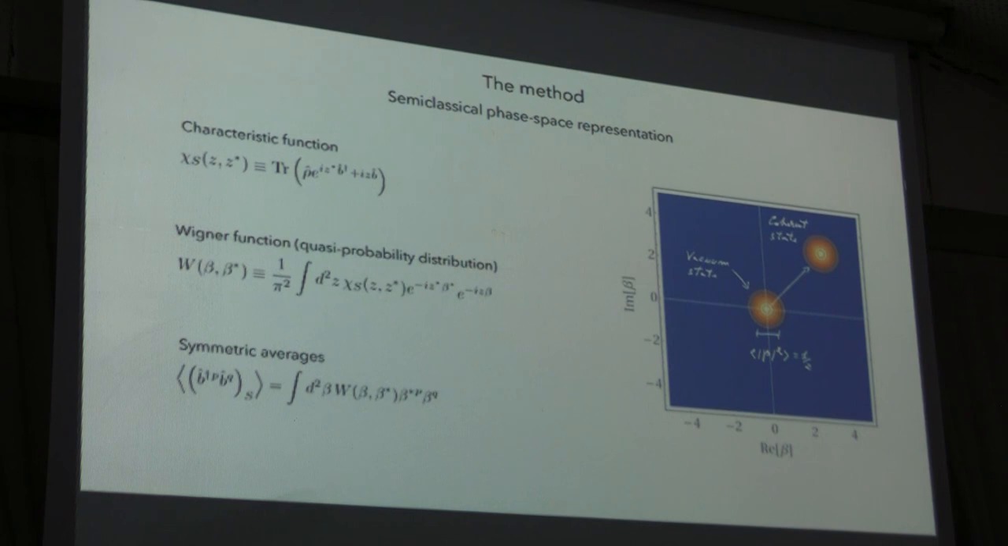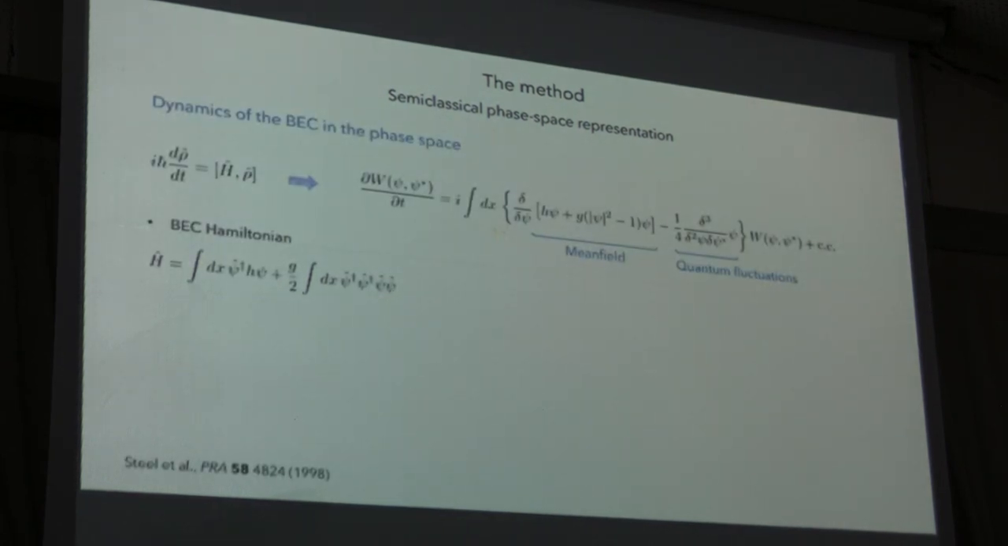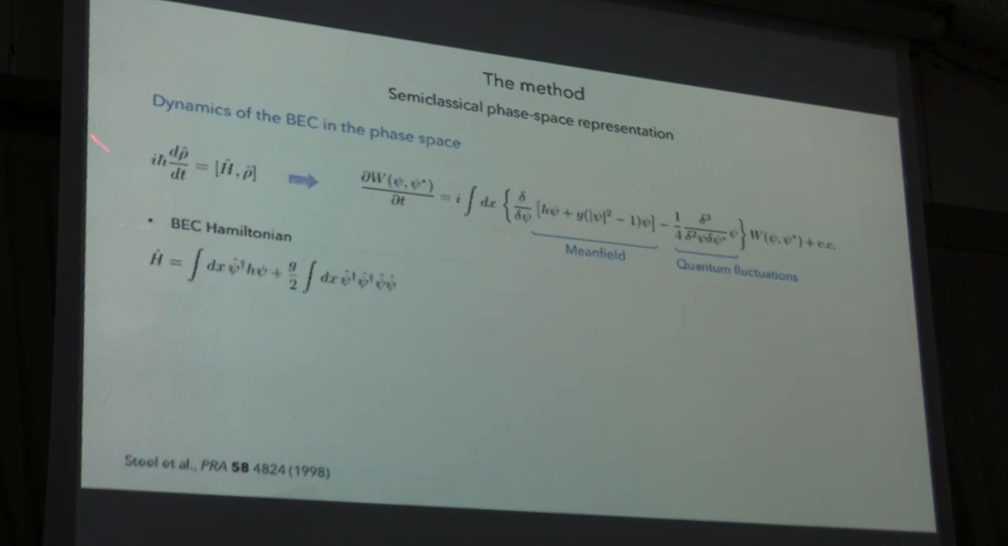So working within the Wigner representation, the evolution of the density matrix takes this form here, so I plug into this equation the BEC Hamiltonian.